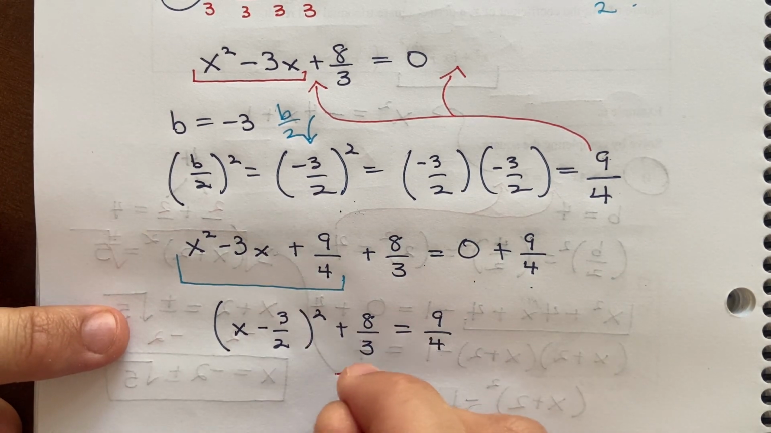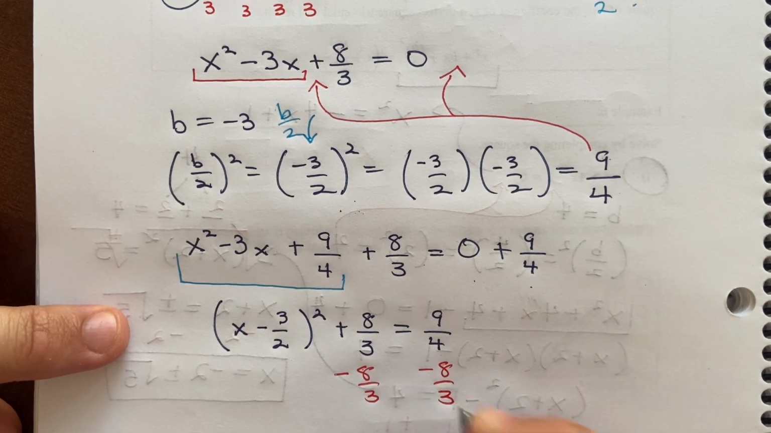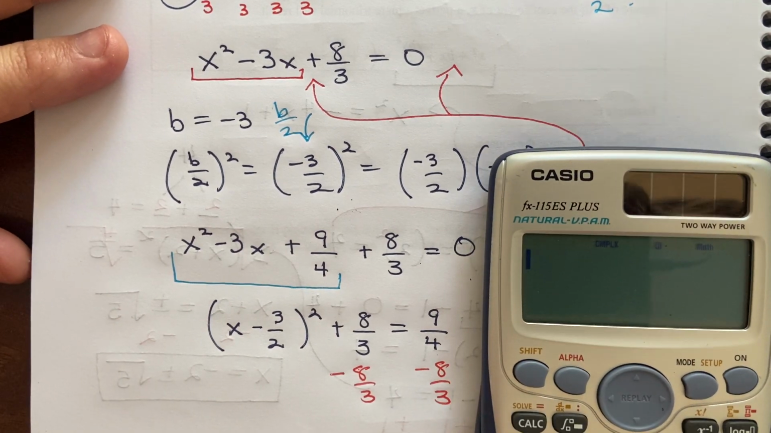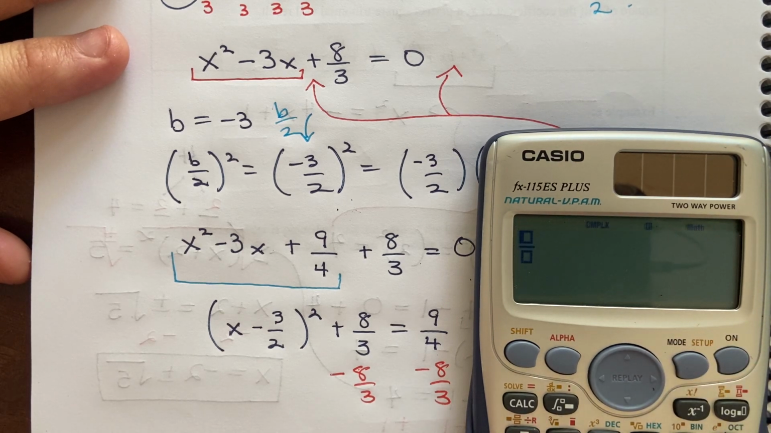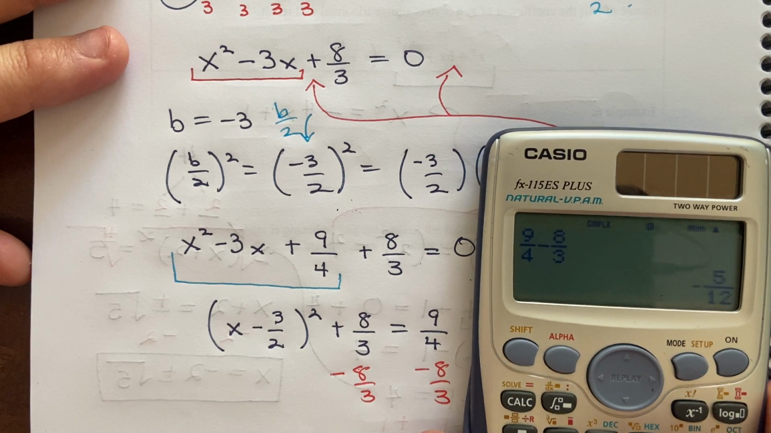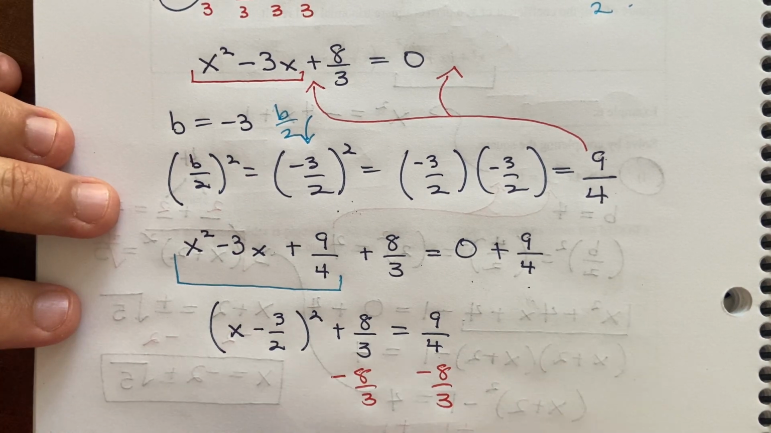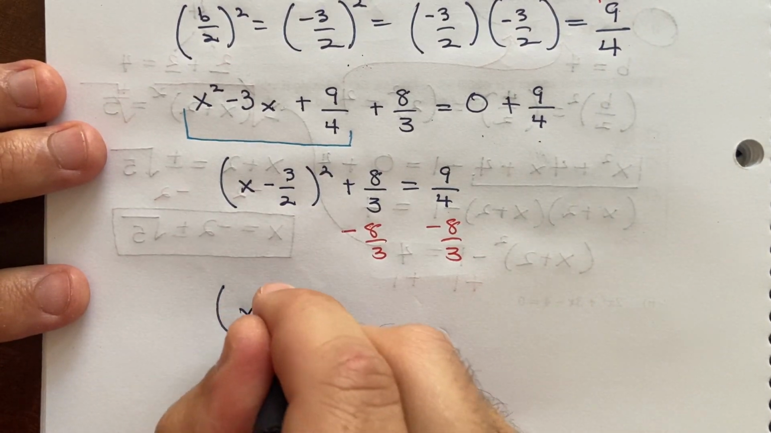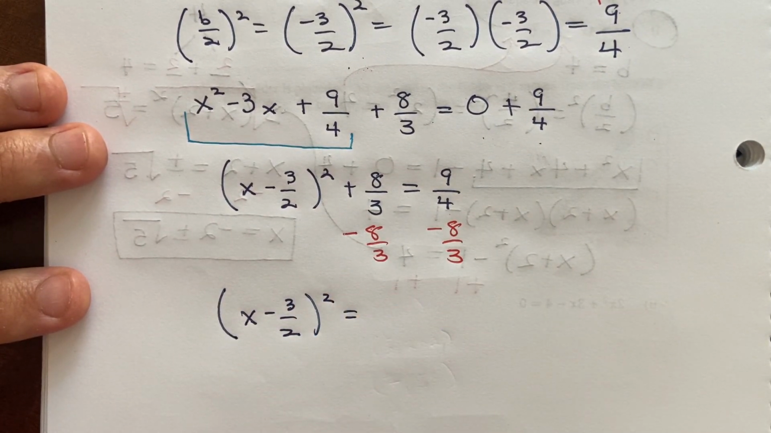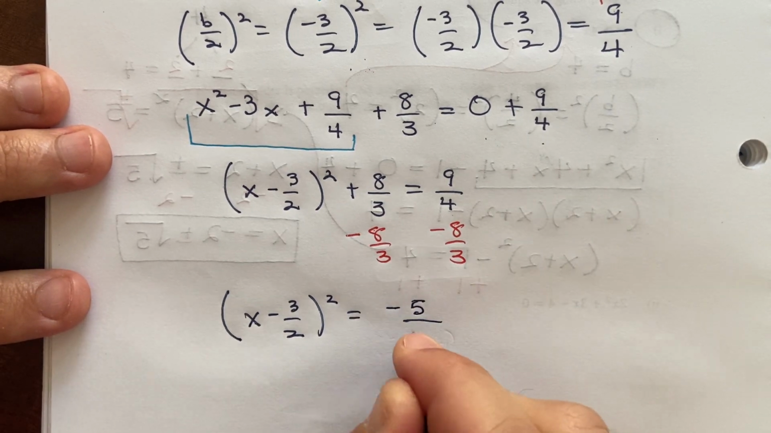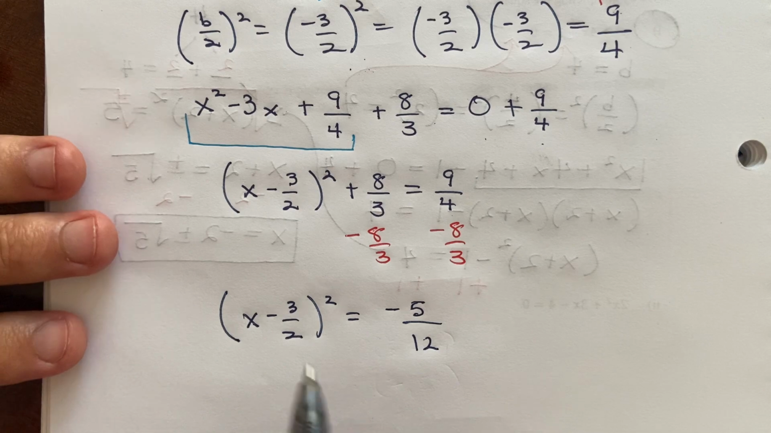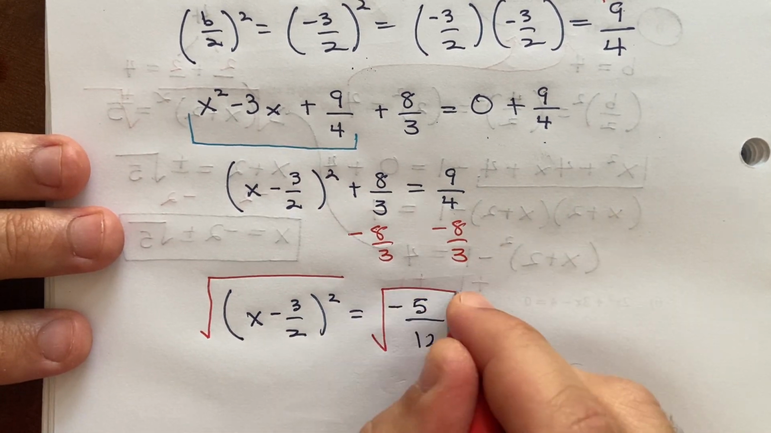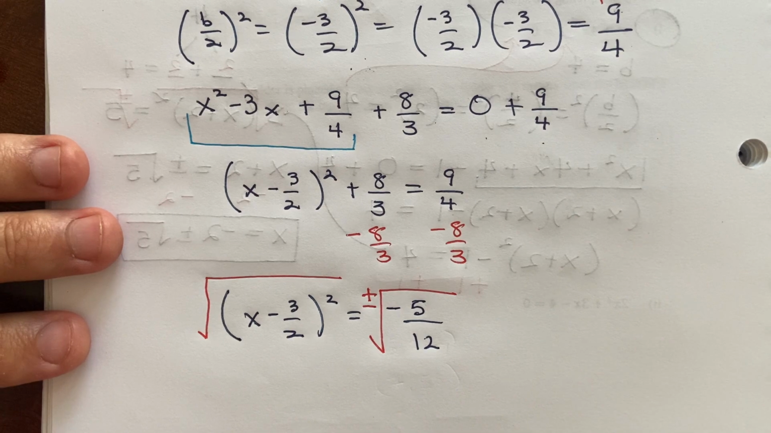So isolate, so subtract 8/3. I'll use my calculator as kind of an arithmetic helper. So 9/4 minus 8/3, negative 5/12. So x minus 3/2 squared equals, that was negative 5/12. Now that that thing being squared is isolated, I'll take a square root using plus and minus.